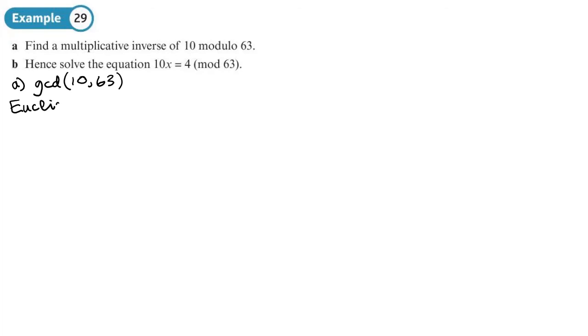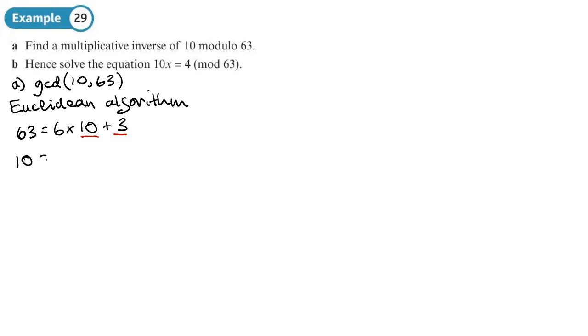So Euclidean algorithm, let's do that first. So remember what you do, you take the bigger number and you write it as a multiple of this number plus a remainder. So 63 equals 6 times 10 plus a remainder of 3. Then you may remember that we take the 10 and the 3, and they get moved across, and we carry out the algorithm again.